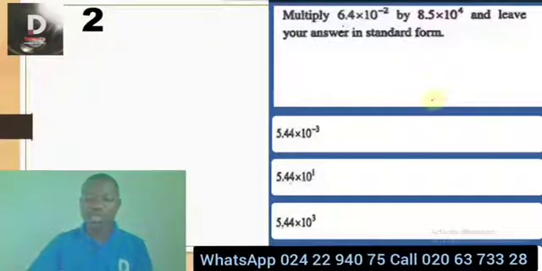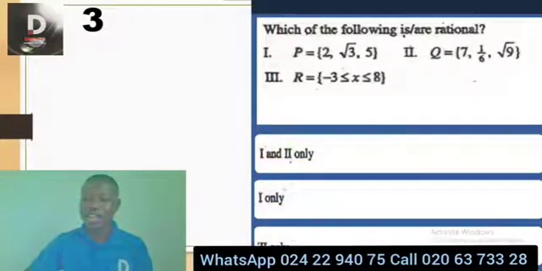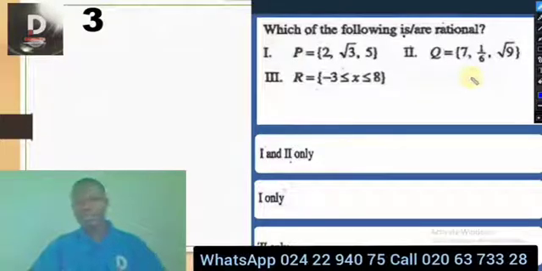So the next question is asking us something simple over here. Which of the following is rational? We are saying rational numbers follow a pattern or they are terminated. Either they follow a pattern or they are what? Terminated. They follow a pattern when converted to decimal or they are terminated.